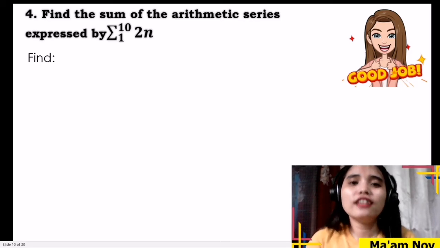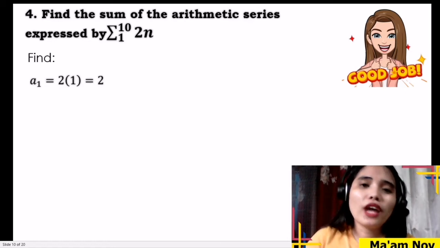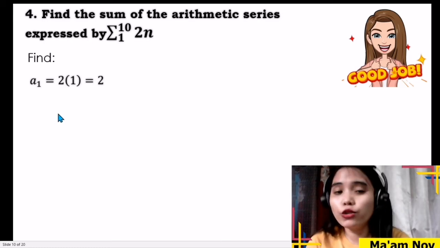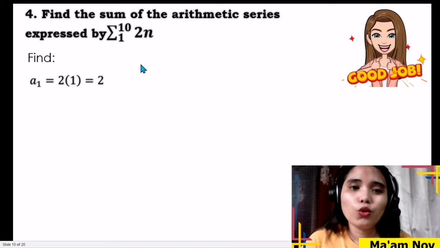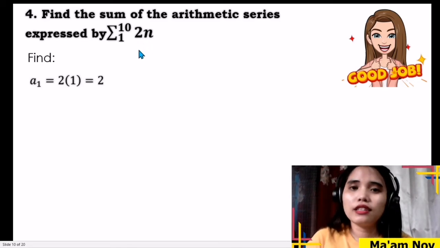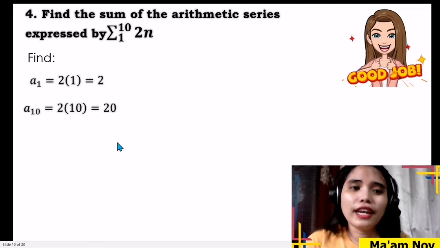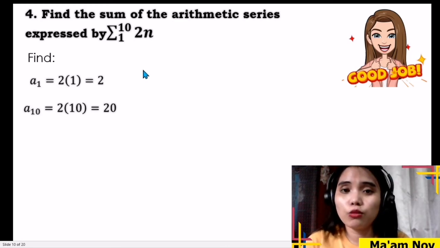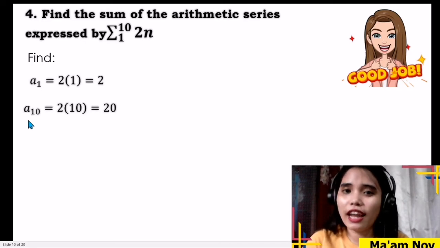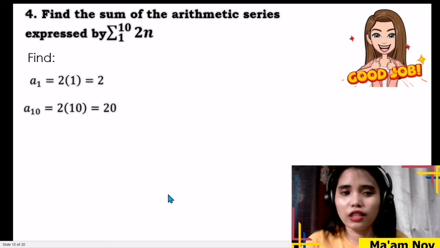Okay, let's try to solve it the other way around. First, we have to get the first term, which is a sub 1. How do we get the first term? Using this formula, 2 times 1. Why 1? Because it is the first term. So 2 times 1 equals 2. Next, we will get the last term. What is our last term? A sub 10. That's right. What is n in our last term? 10. That's right. So we have 2 times 10 equals 20.